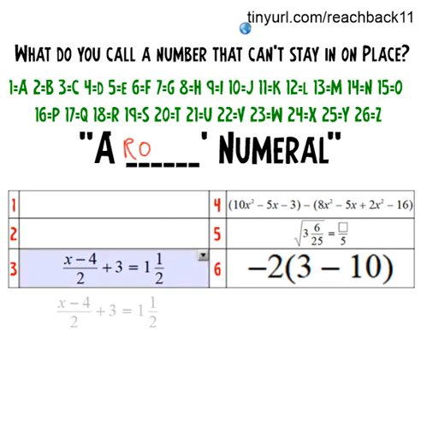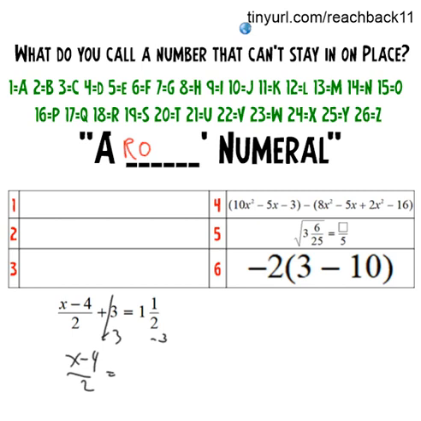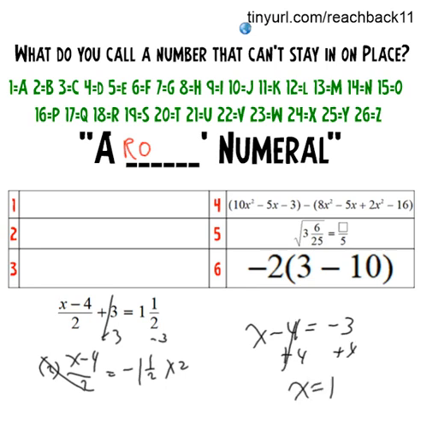Moving right along to our algebra question. The easiest thing to do is probably subtract 3 from both sides. We have x minus 4 over 2 is equal to 1.5 take away 3. Well, 1.5 and 1.5 is 3, so you're going to have a negative 1.5 when you subtract those. Then you're going to multiply both sides by 2. You get x minus 4 is equal to negative 3. You add 4 to both sides, and you get x is equal to 1, which means our next letter is A.